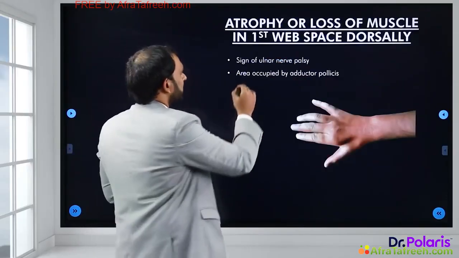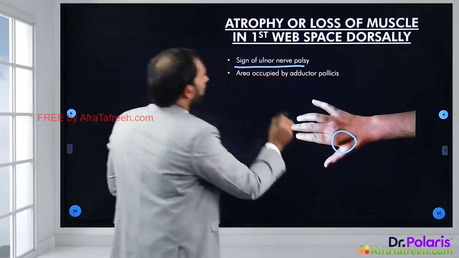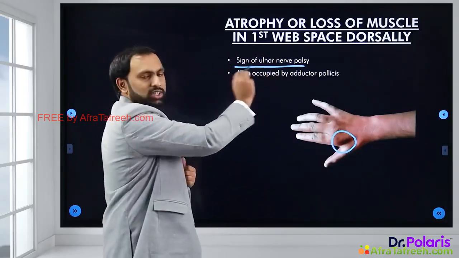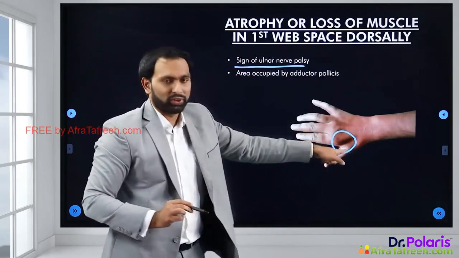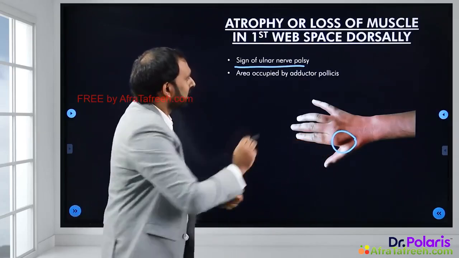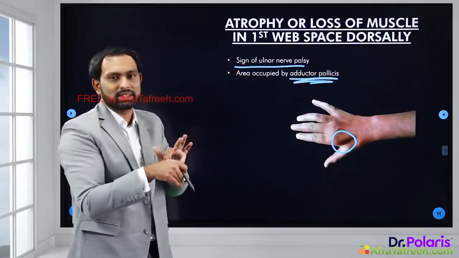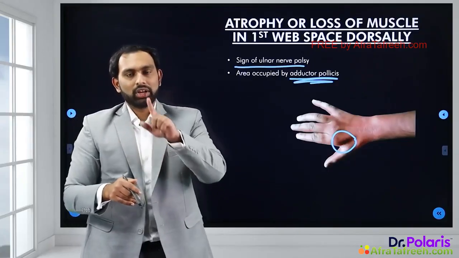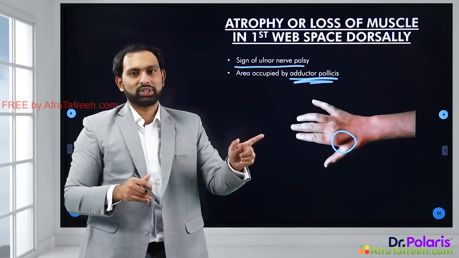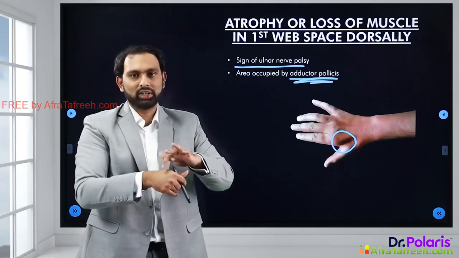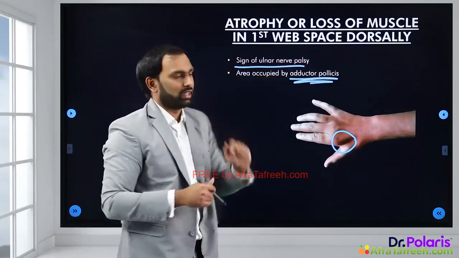Now the last sign of ulnar nerve palsy is that there will be a loss or atrophy here. Atrophy or loss of muscle in the first web space dorsally. So dorsally when you see the hand, there will be a loss or an atrophy. Why is this? This is because at that site there is the adductor pollicis muscle. And we know that the adductor pollicis muscle is supplied by the ulnar nerve. Now if there is an ulnar nerve palsy, in the long term there will be atrophy of the adductor pollicis muscle. That is why this prominence of the finger will be atrophied. So there will be an atrophy seen at the first web space dorsally.